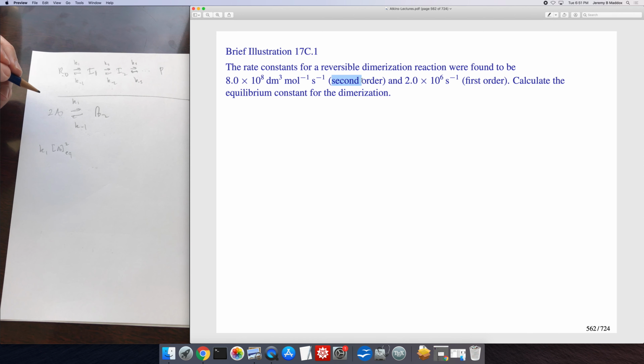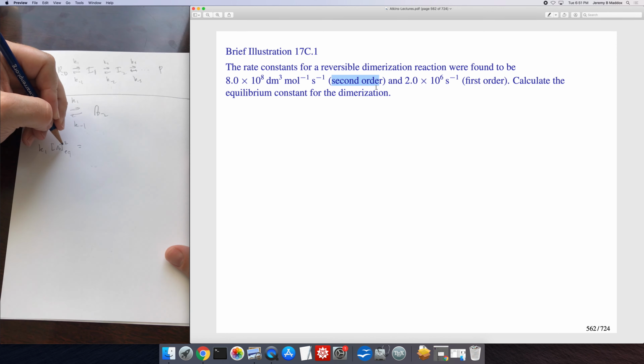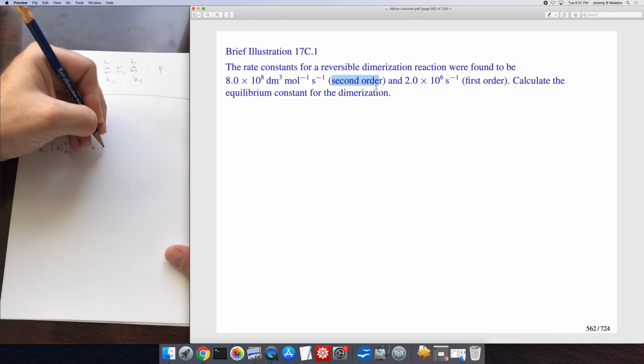Notice it says second order. And then it's first order in the reverse direction. The forward rate equals the reverse rate.